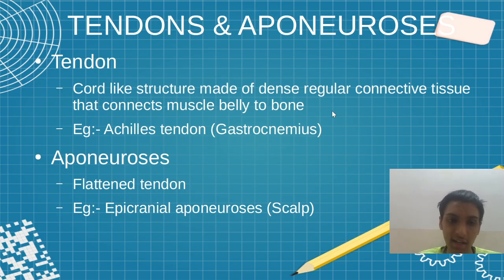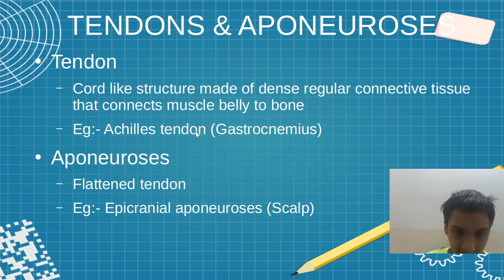One important difference: a tendon is a cord-like structure that will attach the muscle belly to the bone. Just try to recollect: there is a muscle belly, and there is one green color strip attached to that muscle belly. That green color is attached to the bone. That green color strip is called the tendon.